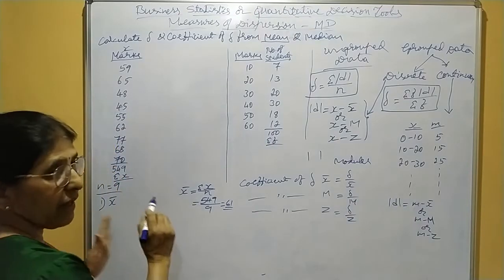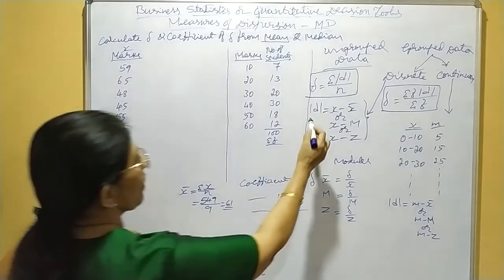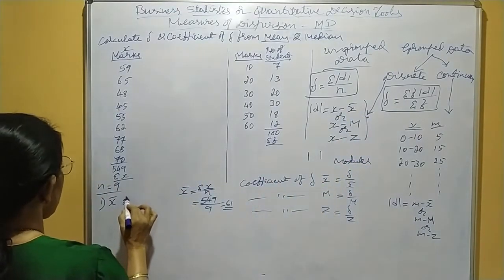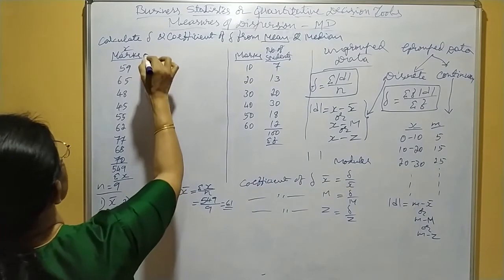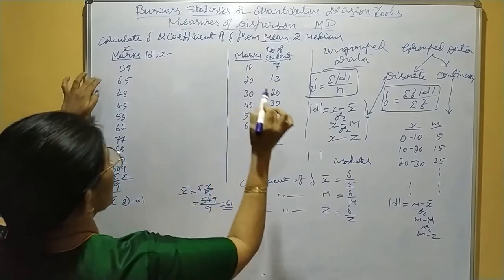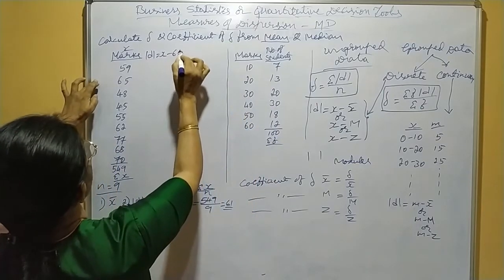Next step, what we have to do? Here x bar, we have calculated x bar. Then modulus d equals x minus x bar. Next, second step, we have to take modulus d. Modulus d equals x minus x bar is 61.